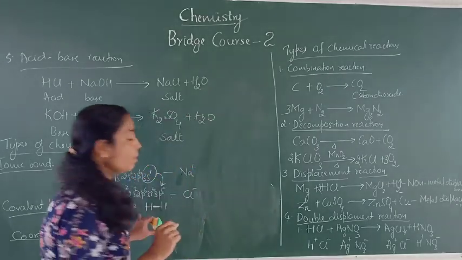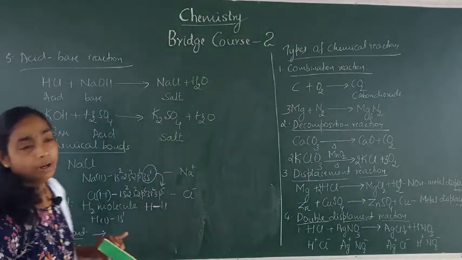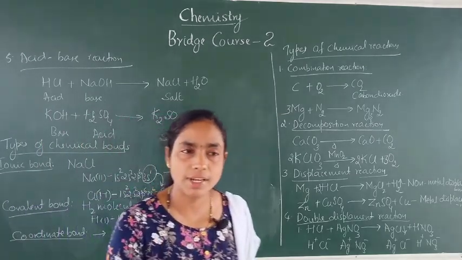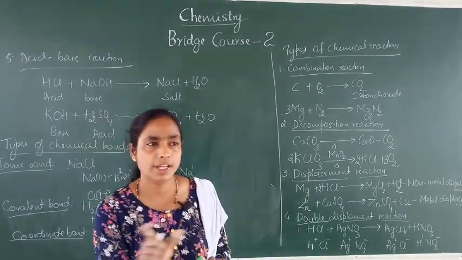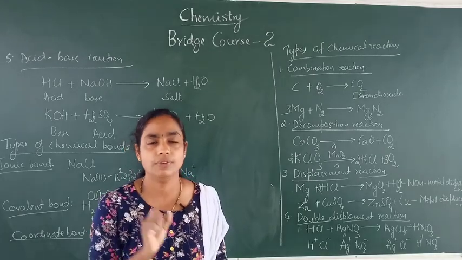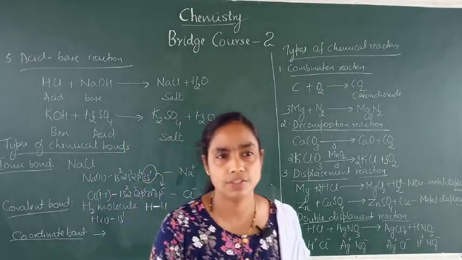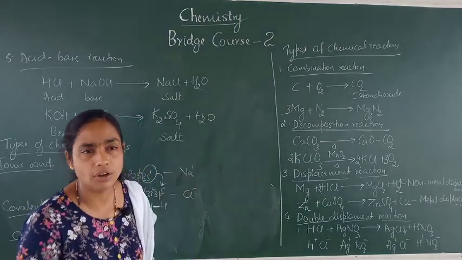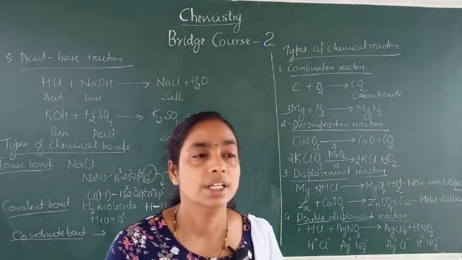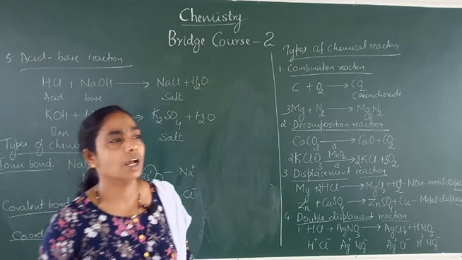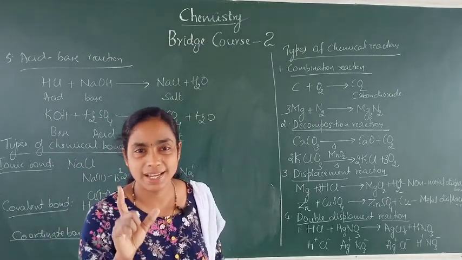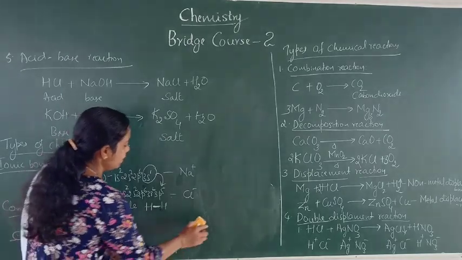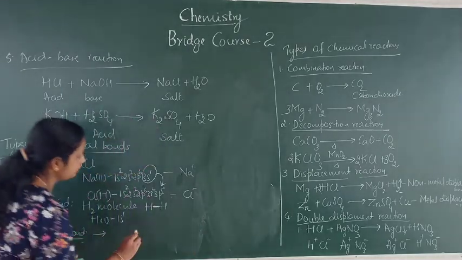But in the case of covalent bond, sharing of pair of electrons takes place. One atom shares one electron and another atom shares one electron, and a covalent bond is formed in between the two atoms. But here, sharing of pair of electrons takes place, but the paired electrons are contributed by a single atom only. I will give you the example, then you will understand it better.